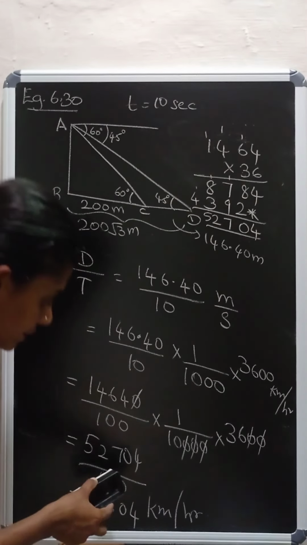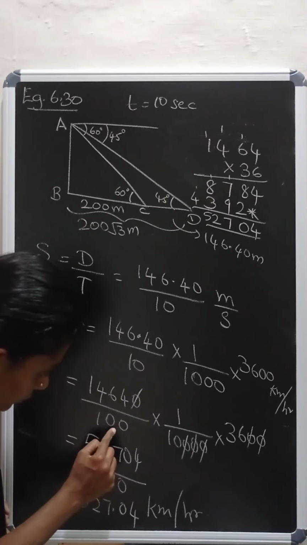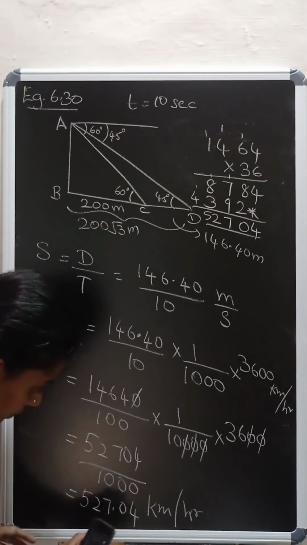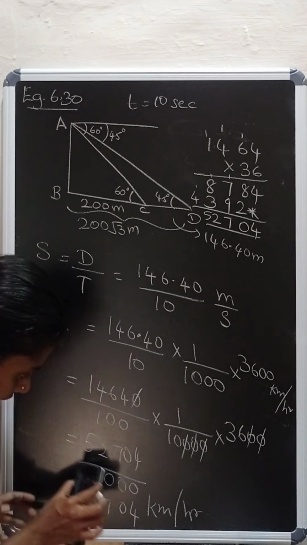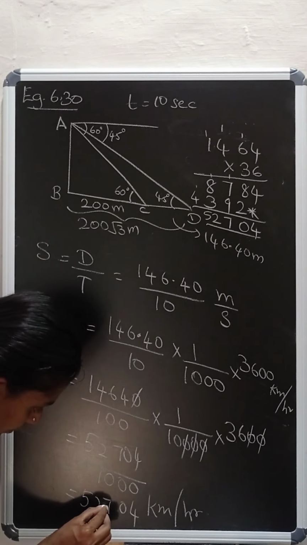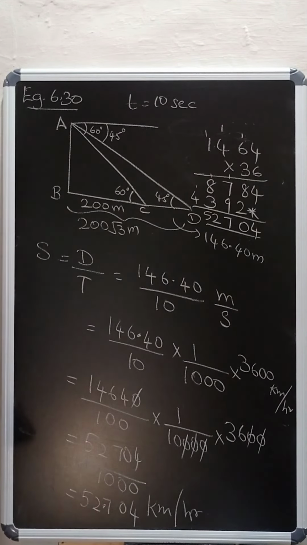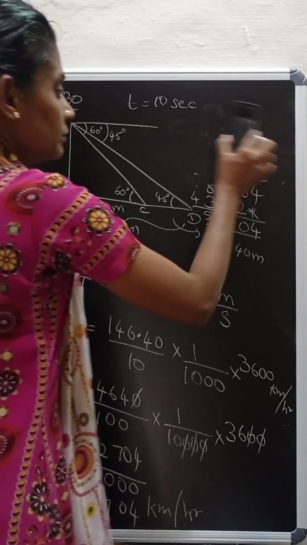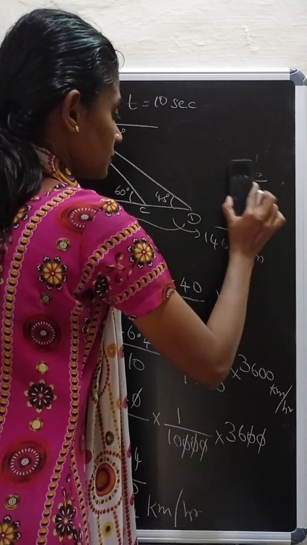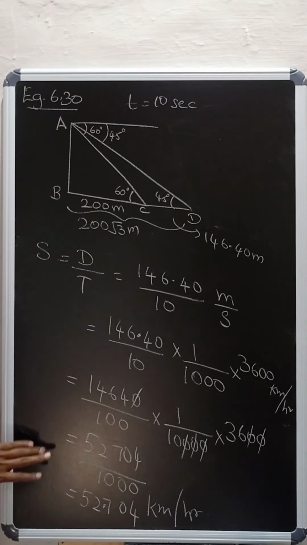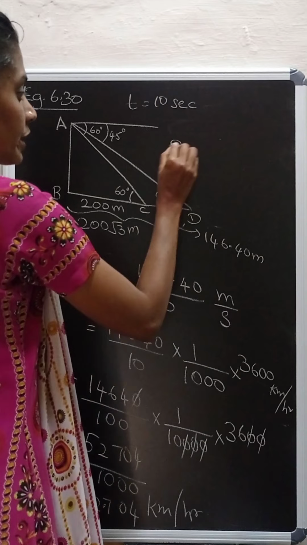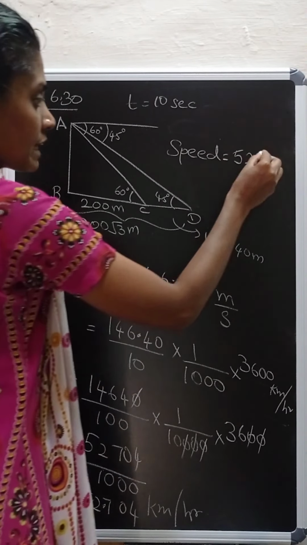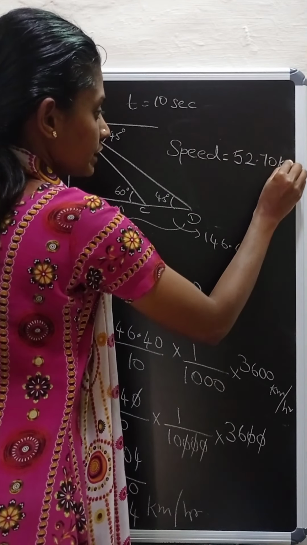One small correction here. This is 5. Here you have 100, here 10 you have, so that 0 also you need to include. So after 3 digits you will keep the point. So 52.70. So 52.70 kilometer per hour. So the speed of the boat is 52.70 kilometer per hour.